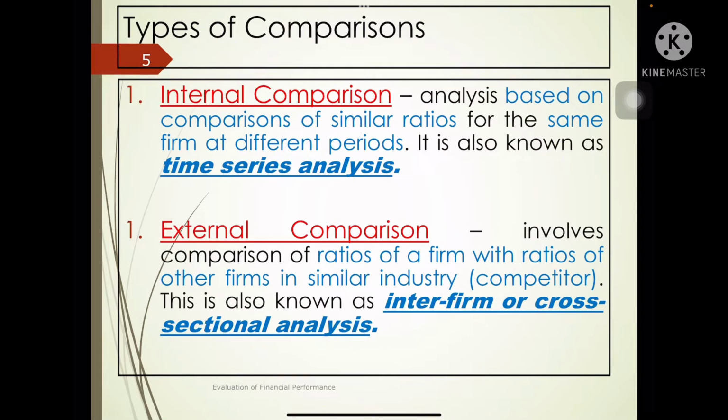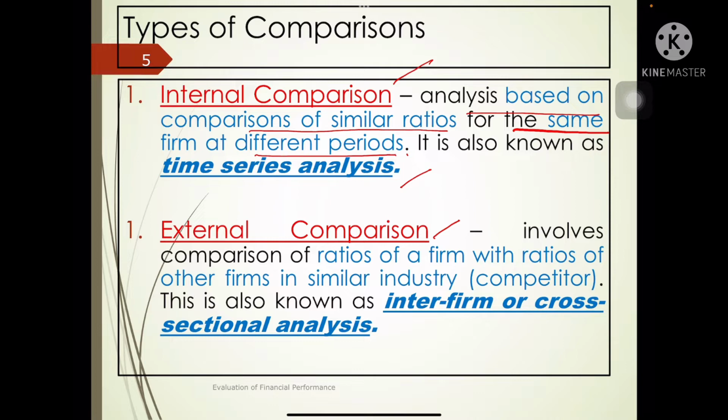All right, for the types of comparison, we have two: internal and external. So what is internal comparison? We analyze based on the comparison of similar ratios for the same firm but at different periods. It means only company A, but the difference is the current year with the previous year. This is what we call time series analysis. Why do we compare the same company at two different times?